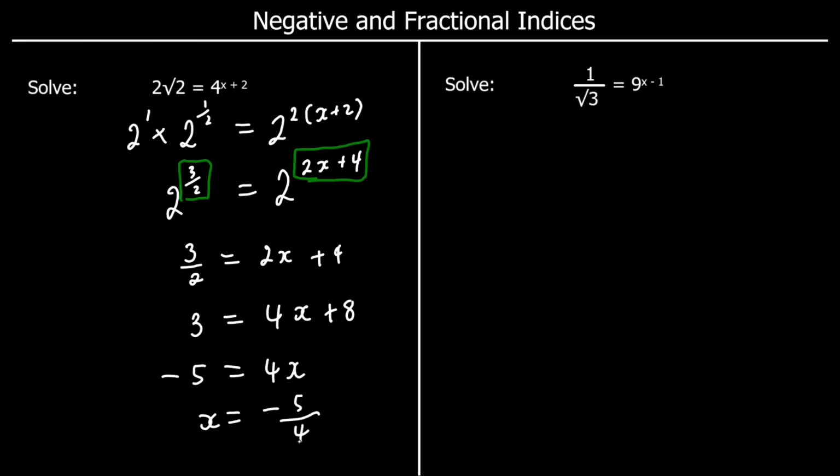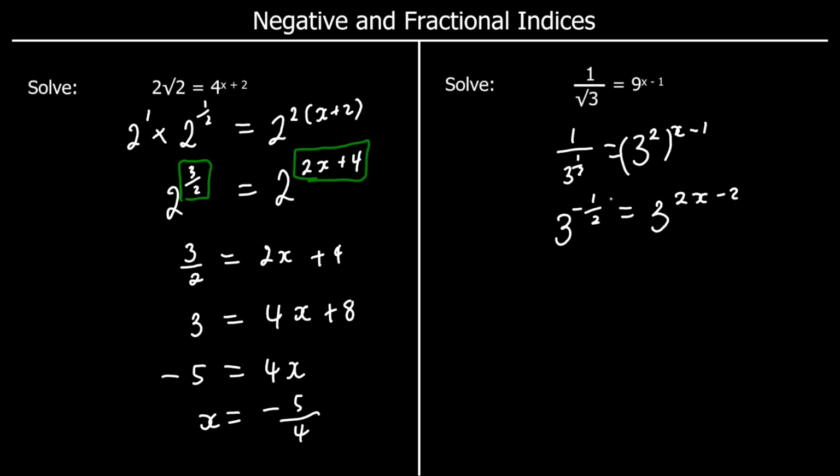So this time we're going to write them both as powers of 3. So we've got 1 over 3 to the power of 1/2 equals 3 squared to the power of x minus 1. So 1 over 3 to the power of 1/2 can be written as 3 to the power of -1/2. And that's equal to 3, and I'm timesing these powers, to the power of 2x minus 2.